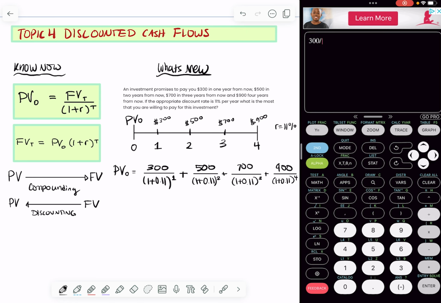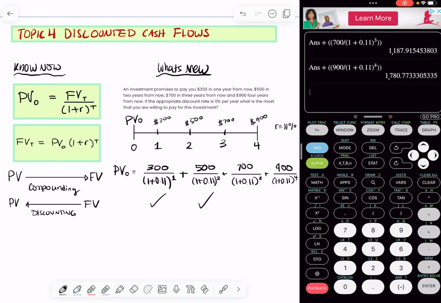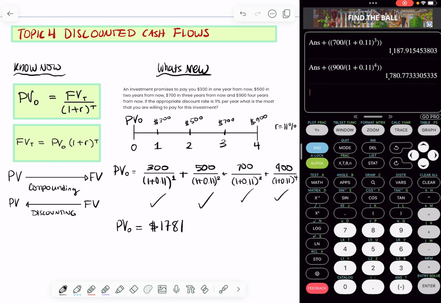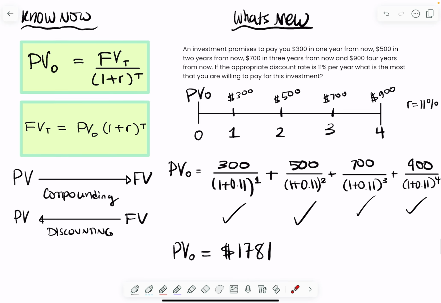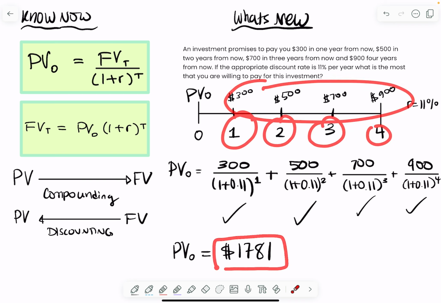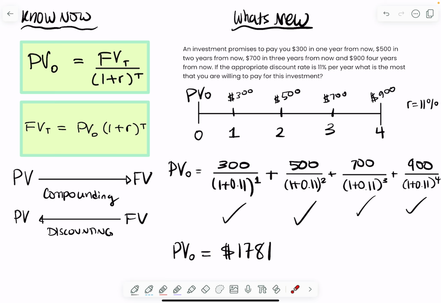Then you put this into your calculator, so you do 300 divided by 1 plus 0.11 raised to the first power, so that's that, but then you continue adding, so then you're going to do 500 divided by 1 plus 0.11 raised to the second power this time, because it's 2 years from now. Then you're going to do the 700, then you're going to do the 900, and finally you get your answer. So the present value of this whole investment plan, I'm going to round to the nearest whole number, is $1,781. What this means is that all of this money with respect to their times are worth $1,781. So that is the most that you're willing to pay for this investment.